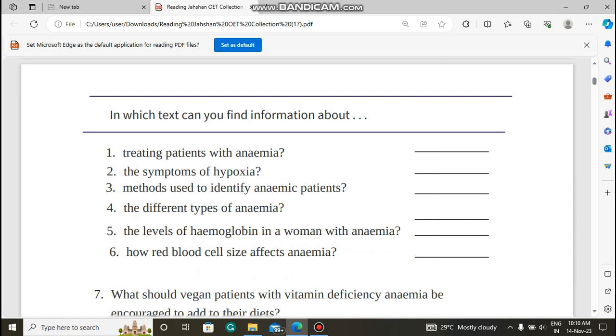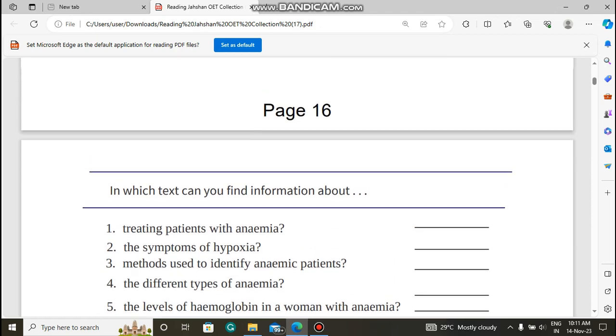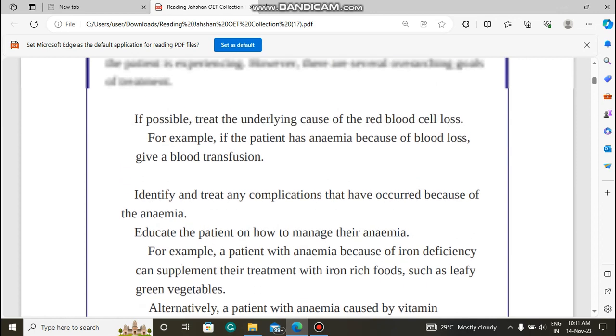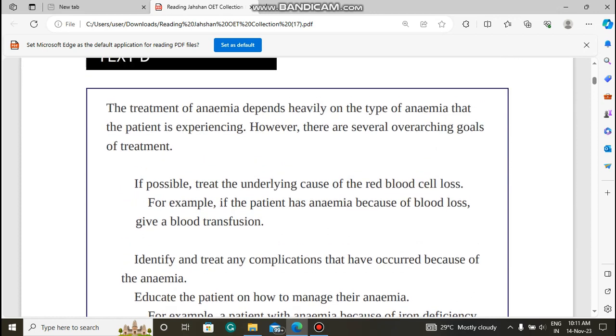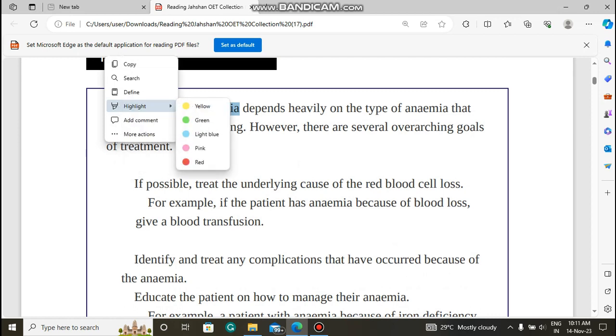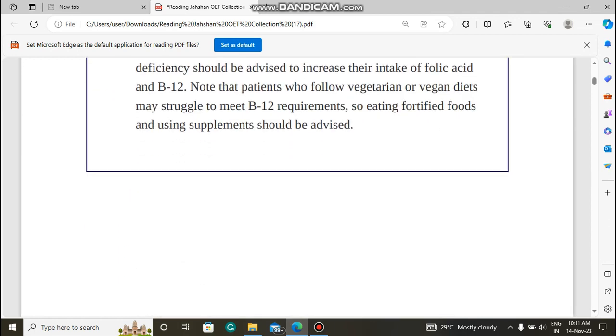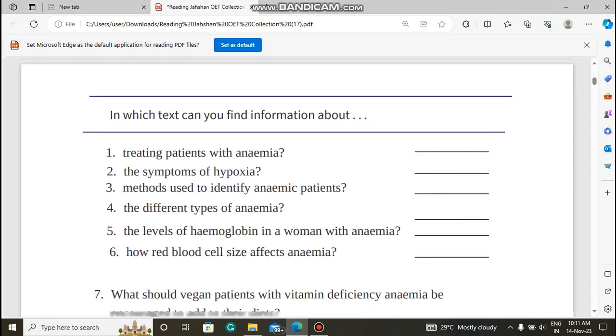Treating patient with anemia. As we have seen that in part D, it is clearly mentioned regarding the treatment plan. The treatment of anemia, you can see in this particular sentence. So the answer would be D. I have just highlighted it. The treatment of anemia. So the answer of first one will be D.